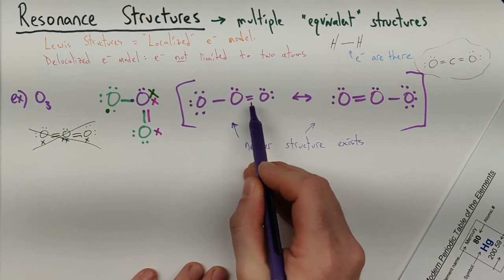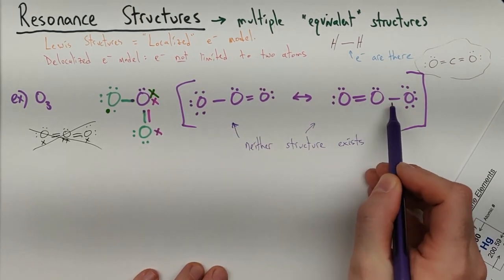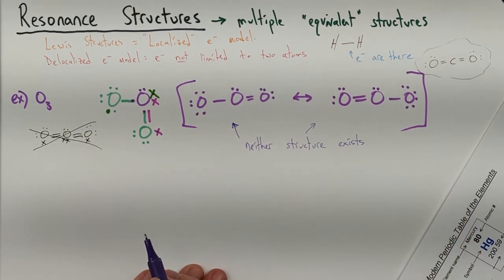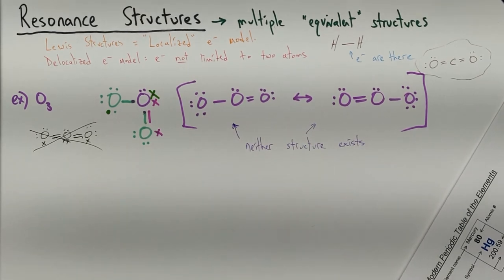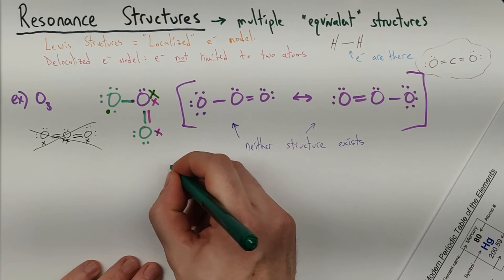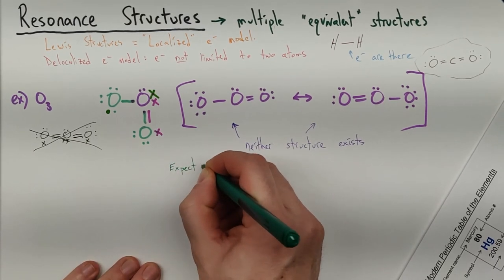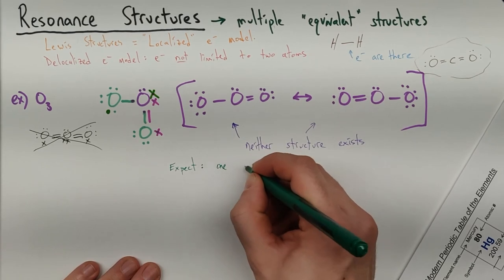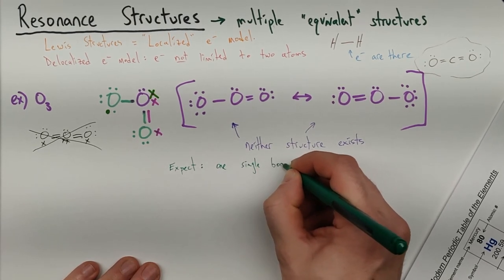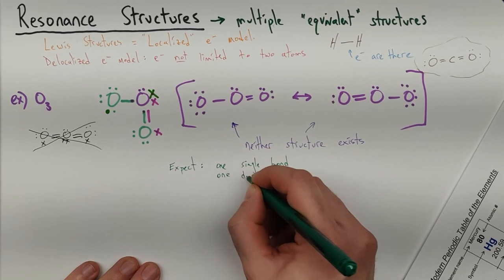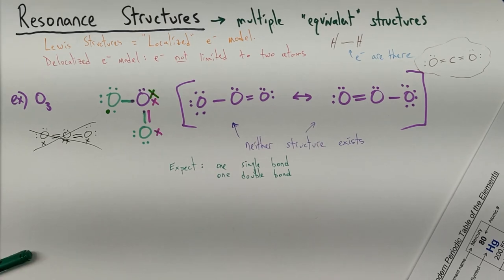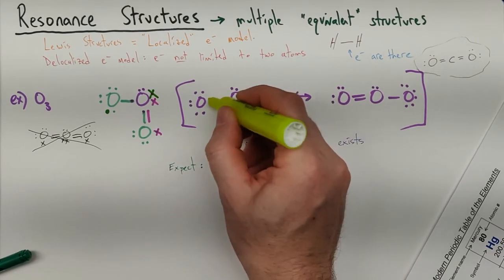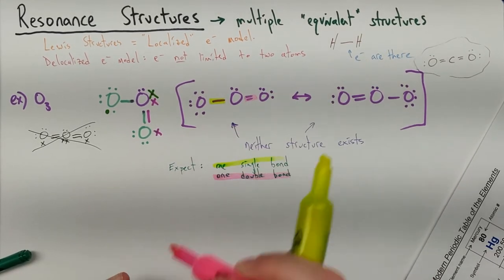There are not 2 electrons here and 4 electrons here. There are not 4 electrons here and 2 electrons here. They are delocalized. They're spread out. So what are we really saying? Well, we're saying that the data tells us we expect to have some bonds, one single bond and one double bond, right? And so let me try this out. One single bond and one double bond.